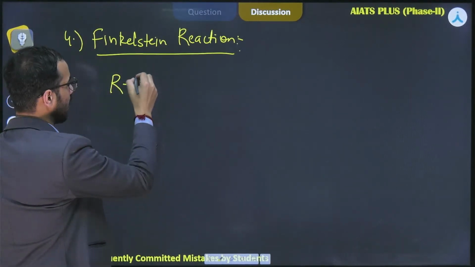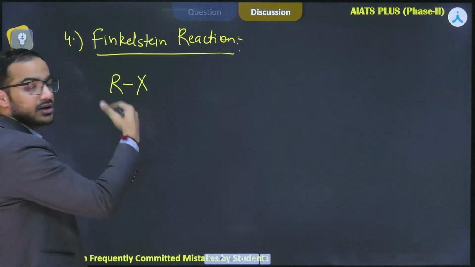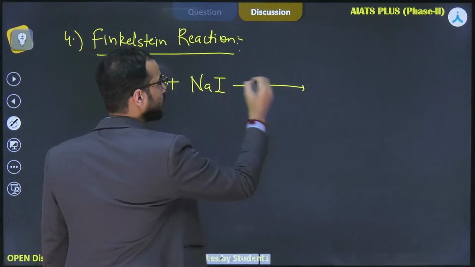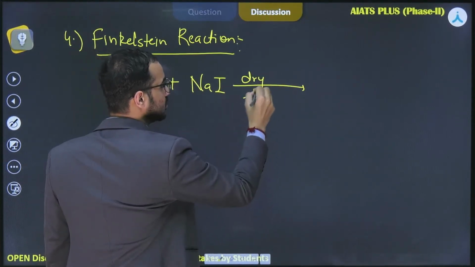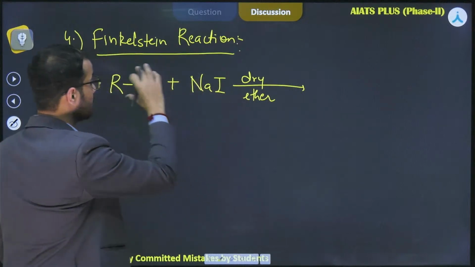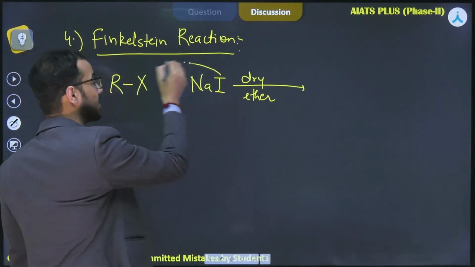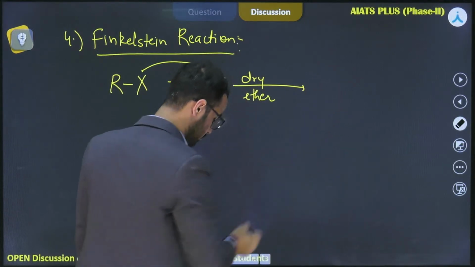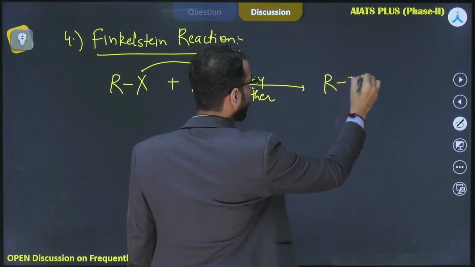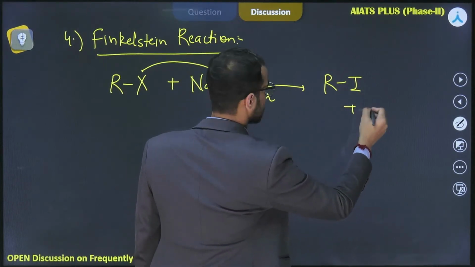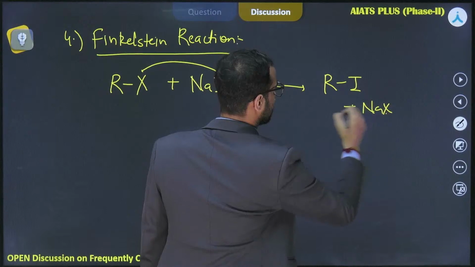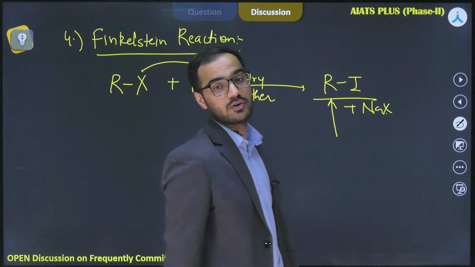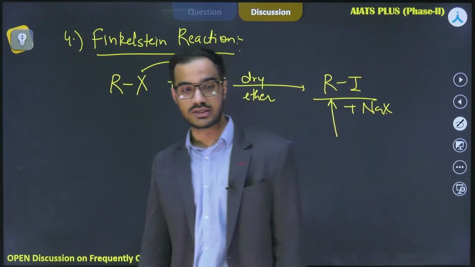You will have any alkyl group with any halogen. Let us take a halogen over here, and you are reacting with NaI in the presence of dry ether. What will you get? This halogen will be replaced by iodine, and you will get RI plus NaX as the product. So this is the preparation of alkyl iodide. Is it clear?